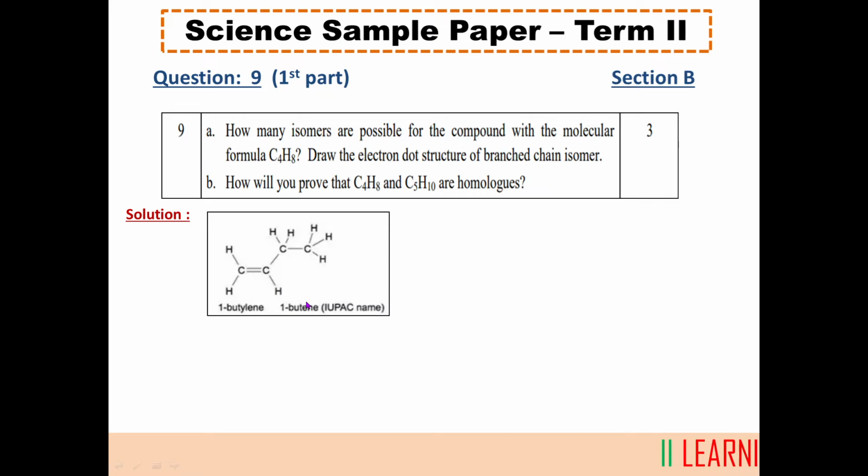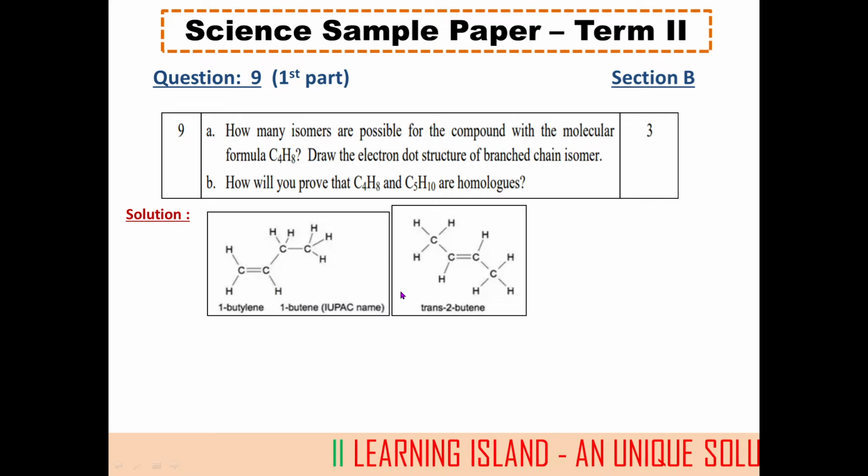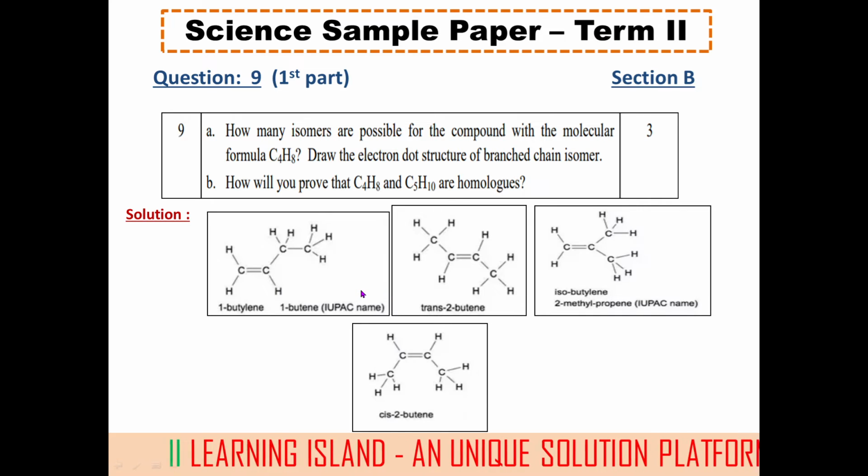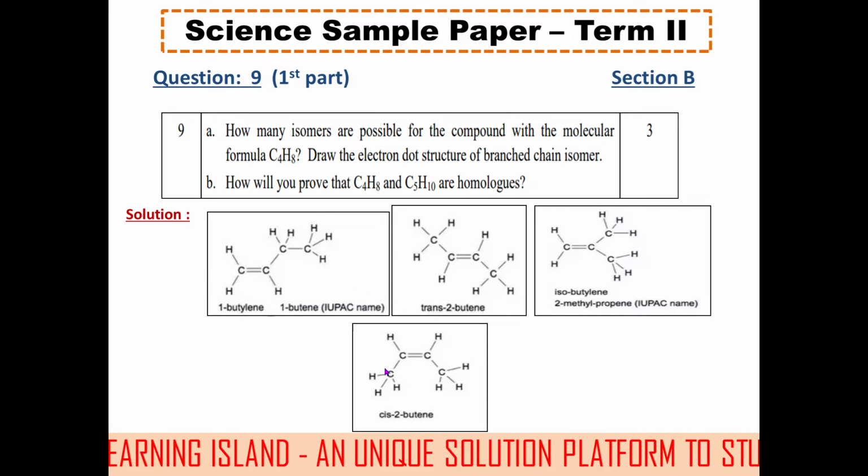This is the first isomer. Here you see the chain. The second. This is third. This is the fourth isomer. So a total of 4 isomers is possible here. Open chain, branched. You can say the branch chain isomer also. So in this case, 4 branch chain isomers are possible.